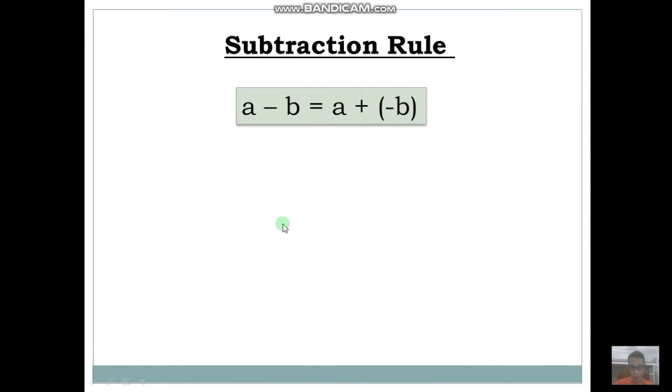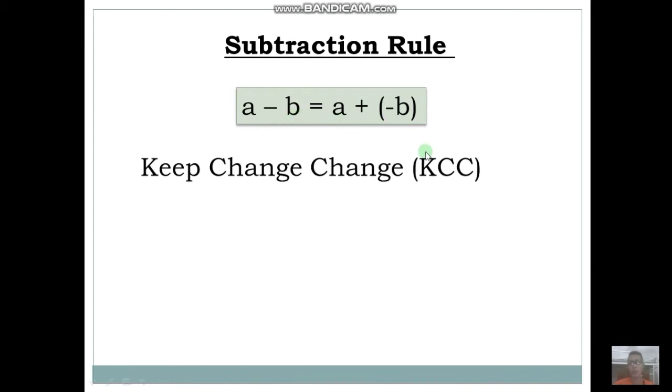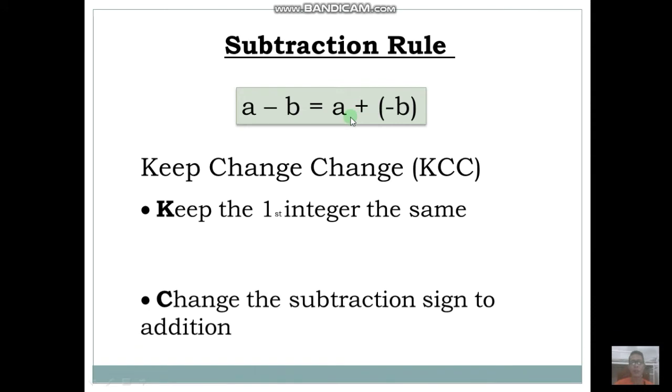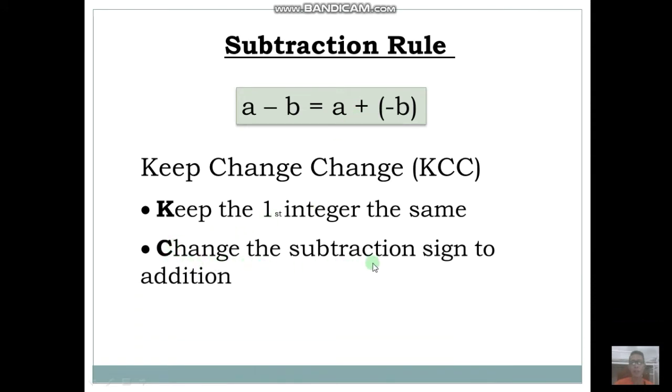Again, kailangan po natin itong tandaan. Ito yung magiging guide natin while doing subtraction of integers. Tandaan po natin yung key: keep, change, change. Ano ba yung first K? Keep the first integer the same. Kung napansin po ninyo dito, hindi natin binago yung first integer, so wag po natin baguhin. Just keep it.